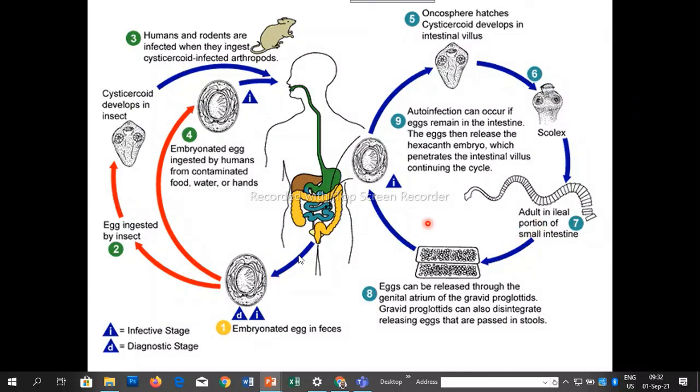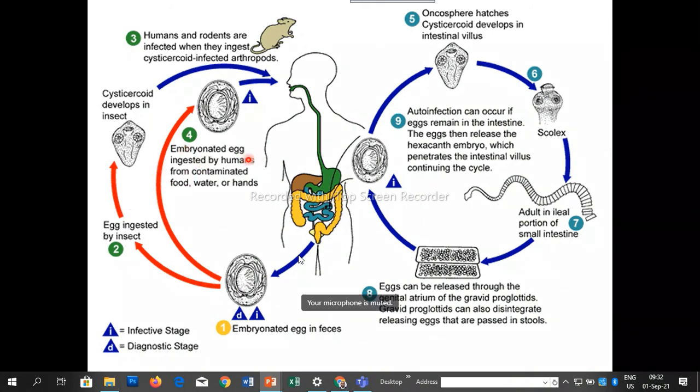So, how does the life cycle occur? Eggs of Hymenolepis nana are eliminated. Eggs are ingested by an insect. Then the cysticercoid develops in the insect. Humans and rodents are infected when they ingest cysticercoid-infected arthropods, that probably have consumed eggs and been infected by this kind of parasite.